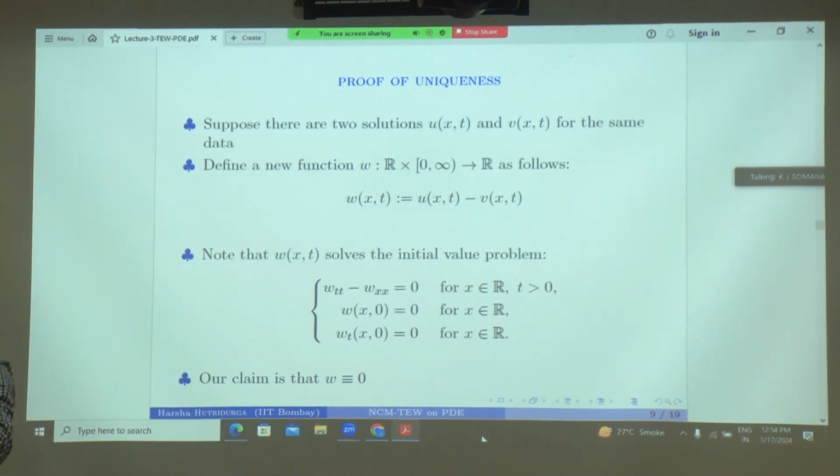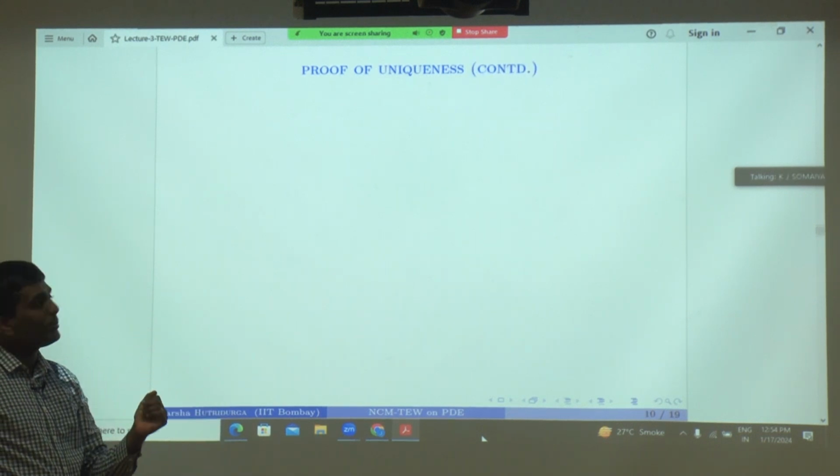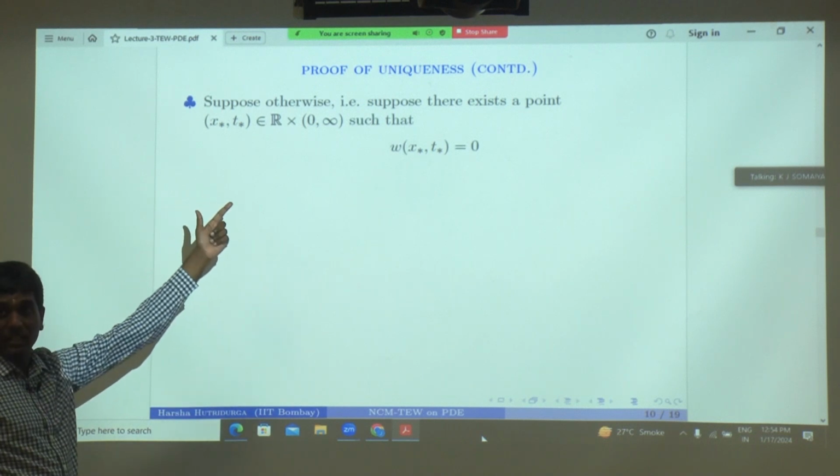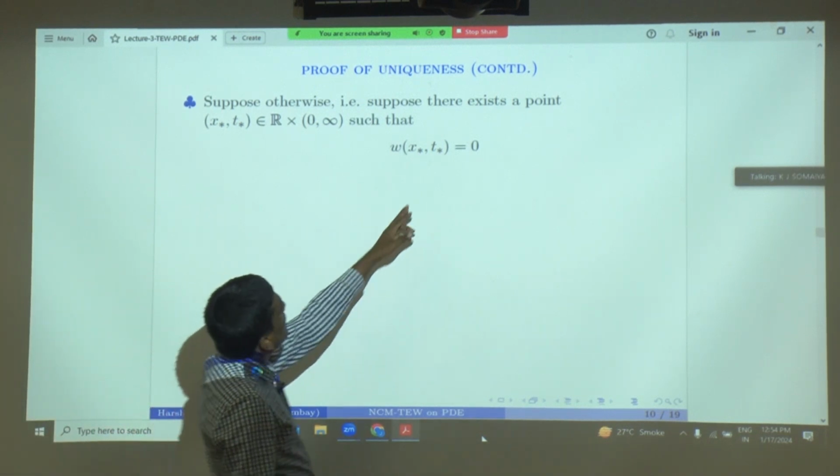The causality principle is about the solutions of the wave equation. Now, suppose that is not true. Suppose w is not identically 0. That means you can find an x star and t star such that w at that point should not be equal to 0.